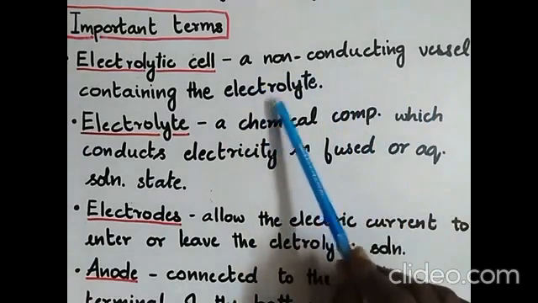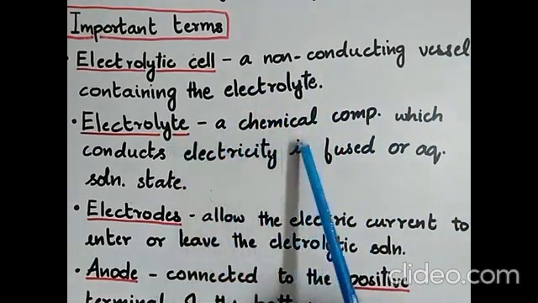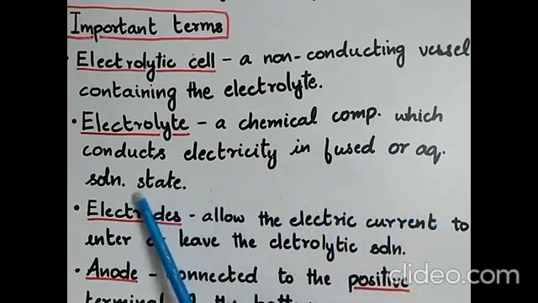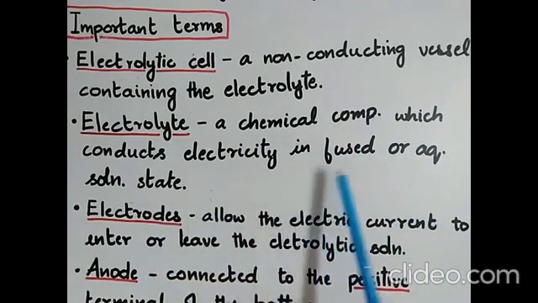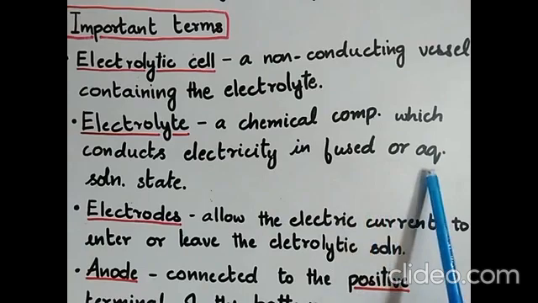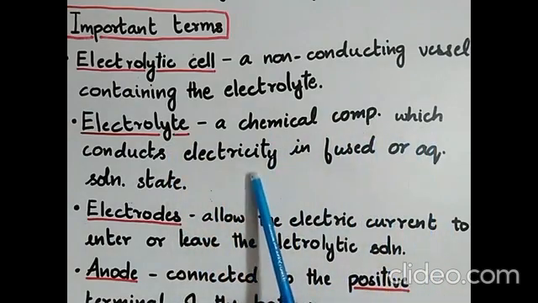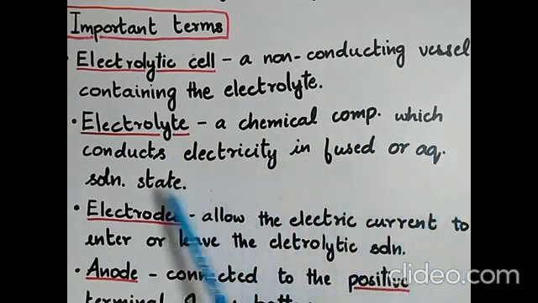Now what is an electrolyte? Electrolyte is a chemical compound which conducts electricity in fused or aqueous solution state. Fused or molten state. Aqueous means in water, solution made with water. So electrolyte is a chemical compound which conducts electricity in fused or aqueous solution state.